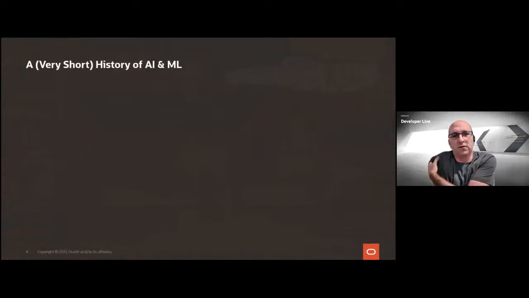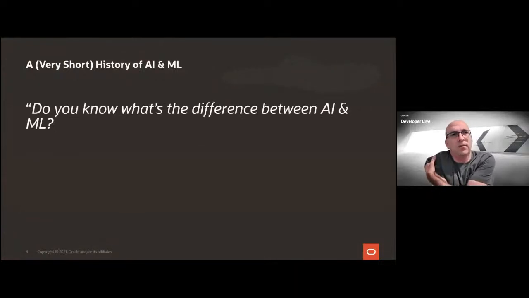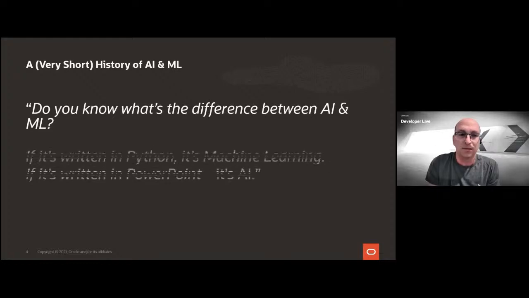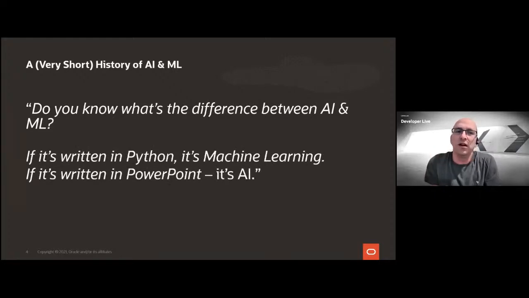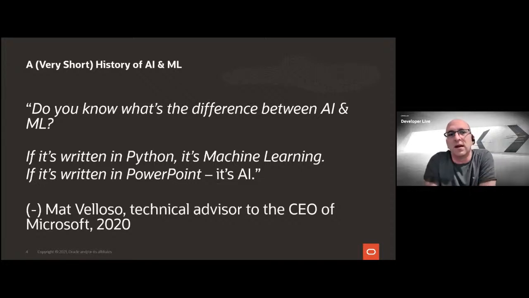Fast forward to 2020. I'm borrowing a former colleague's quote: you know the difference between AI and machine learning? If it's written in Python, it's machine learning. If it's written in PowerPoint, it's AI. As said by Matt Velloso, who is the technical advisor to Satya Nadella at Microsoft. And people still use these terms interchangeably, AI and machine learning and deep learning and whatnot.